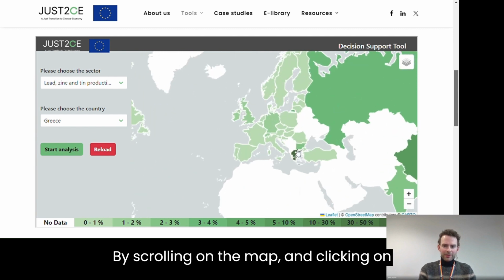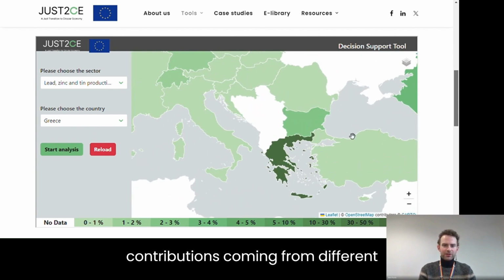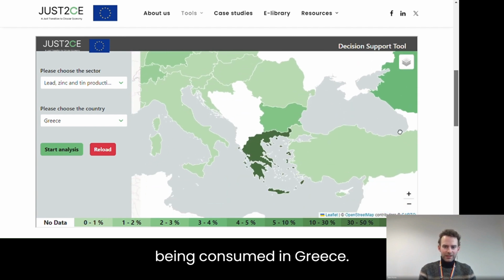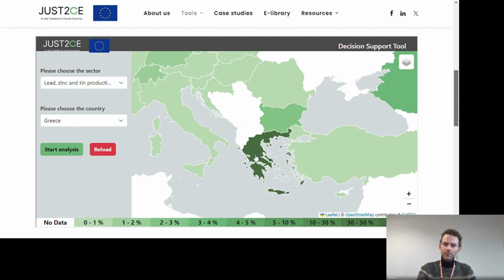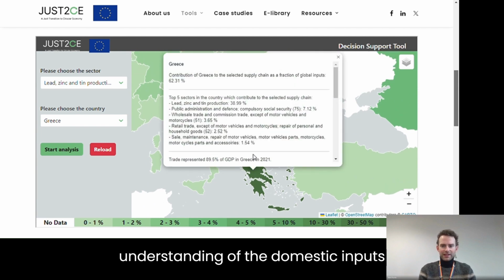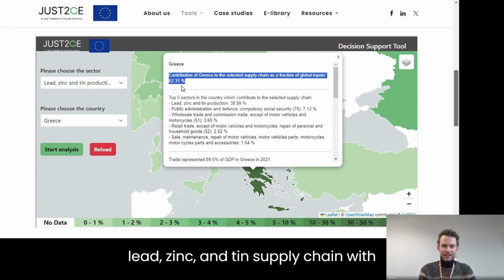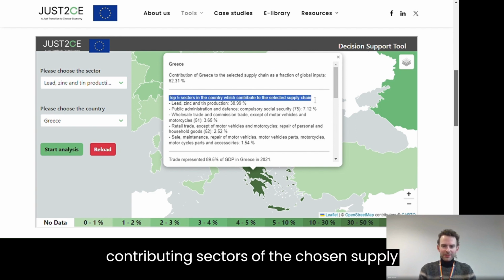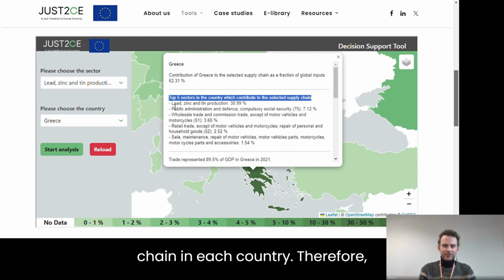By scrolling on the map and clicking on countries, we can highlight the top contributions coming from different economic sectors within each country, all of which, for our example, contribute to the production of lead, zinc, and tin being consumed in Greece. The tool allows the user to get an understanding of the domestic inputs contributing to such demand for these products. For instance, we see that Greece greatly contributes to its own lead, zinc, and tin supply chain, with 62% of total inputs. The tool displays the top 5 contributing sectors of the chosen supply chain in each country.